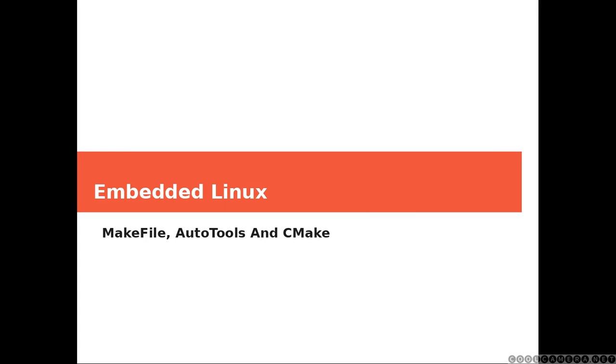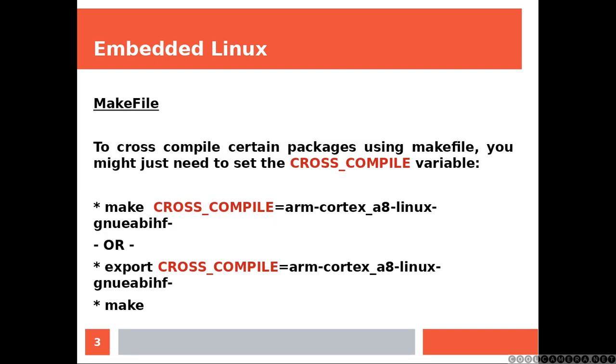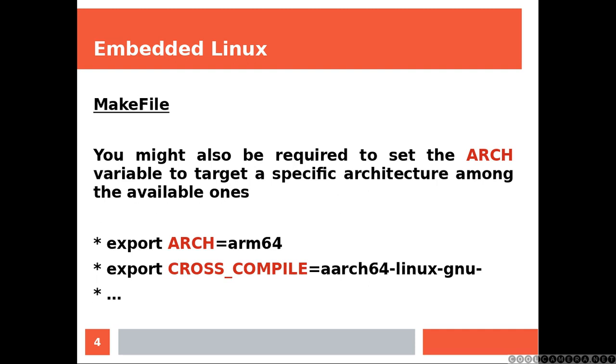Today, this is going to be an introduction covering how to use Makefile, Autotools and CMake to do our embedded Linux build. So I'm assuming you already know what a Makefile is. That will be a very simple example. So we are setting the compilation flags and so on, right? Now, to cross-compile certain packages using Makefile, you might just need to set the cross-compile variable like that. Okay? You might also be required to set the arch variable to target a specific architecture among the available ones.